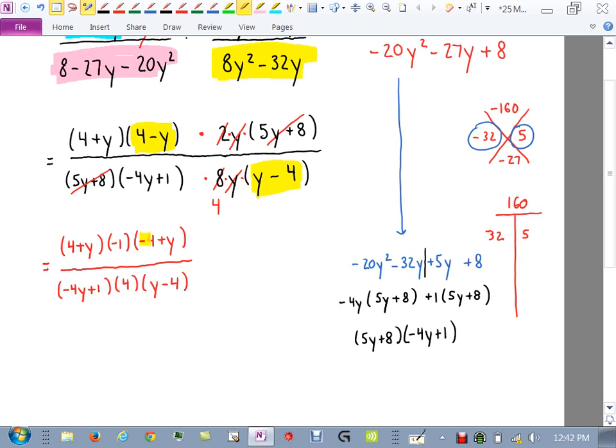Then I had a y minus 4. Now, are these two the same? Yes, right? You have a negative 4 on both. You have positive y on both, so they're exactly the same factor. So I can cancel those. Now, the negative 1 is going to stay out there. That negative 1, you don't touch that. It's there.